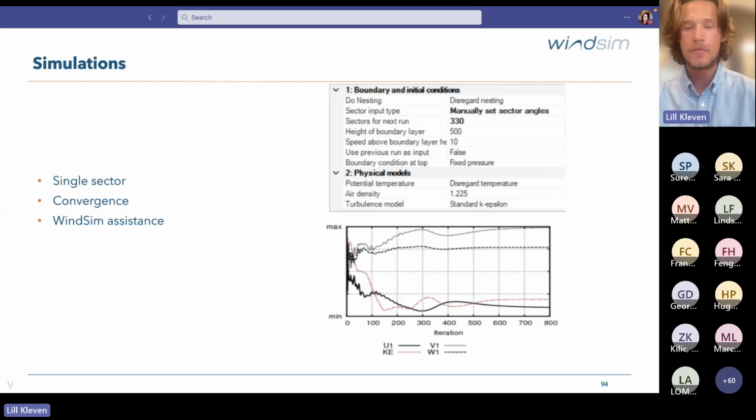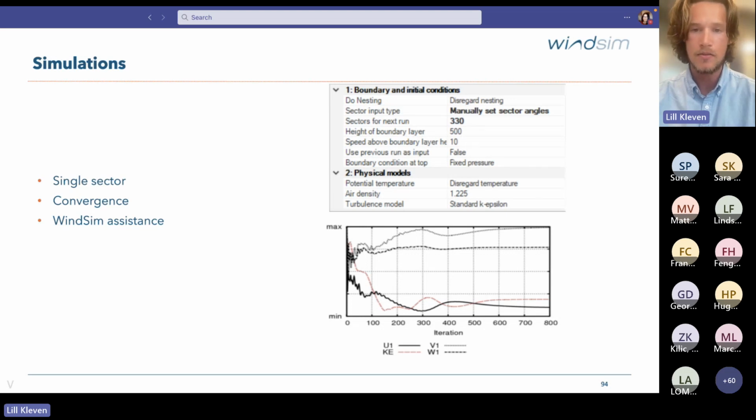Because I had my own private laptop, I had to limit the simulations to a single sector, or I would spend years running the simulations. So I went for single sector simulations. I simulated the 330 degrees sector. I had convergence criteria of 0.30 and 5, so quite tight. I ran about 800 iterations for every case. Of course, with low resolution, it converged way earlier, but in some cases, I had to run the extent of 800 iterations.